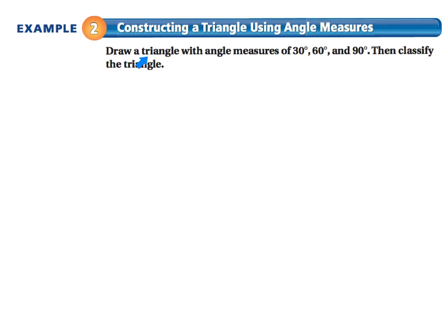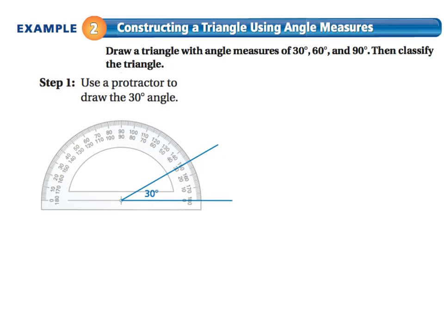So in example 2, constructing a triangle using angle measures. I want you to draw a triangle with angle measures of 30, 60, and 90 degrees. And then we're going to classify the triangle. Now, you can actually draw any angle first. It does not matter which kind of angle you want using your protractor. But I'm going to start by drawing a 30-degree angle. So as you can see here, I have a vertex and we made our 30-degree angle. Next, let's make the 60-degree angle. Or you can make 90. Once again, it does not matter.